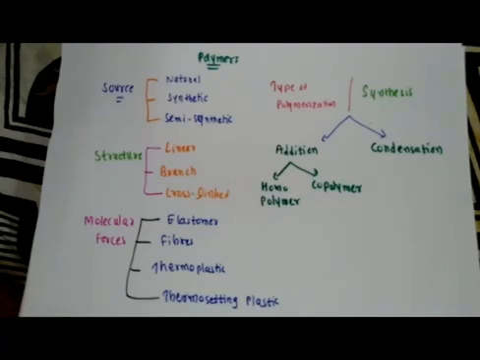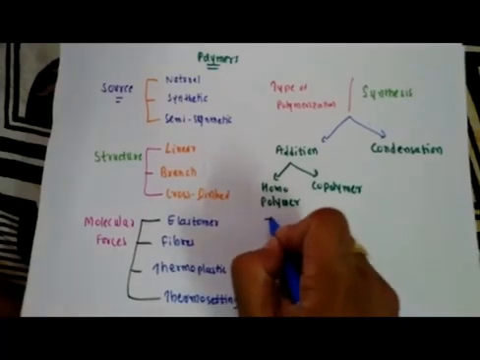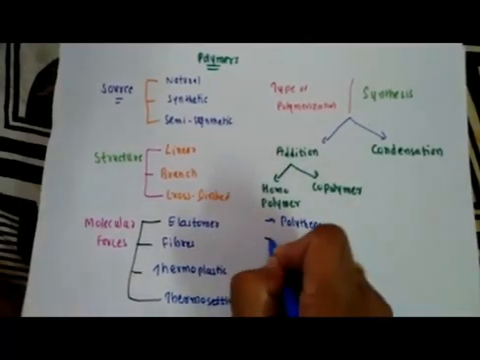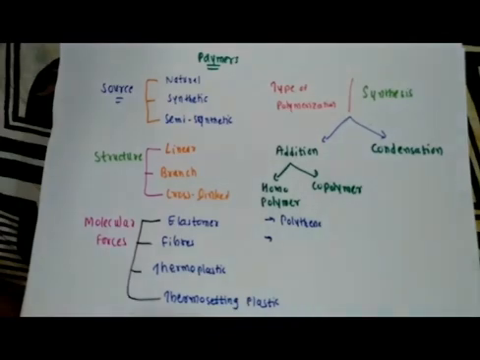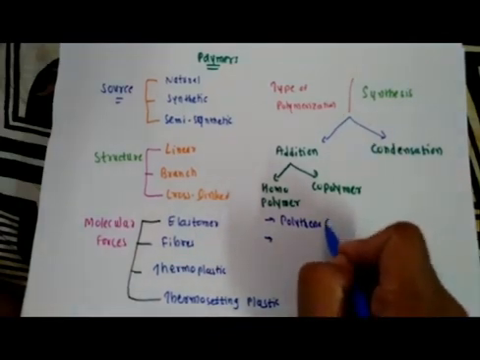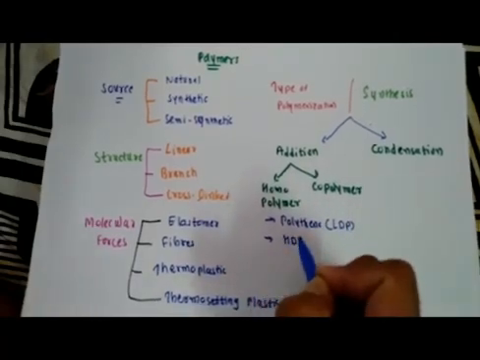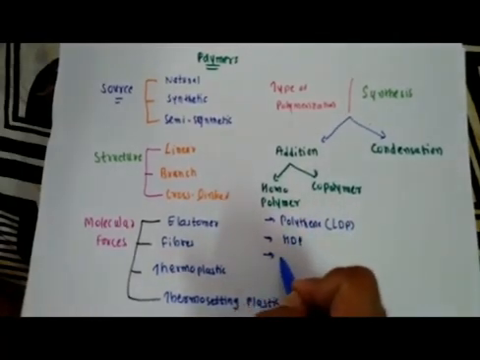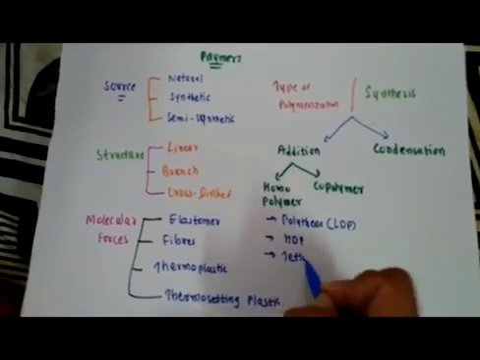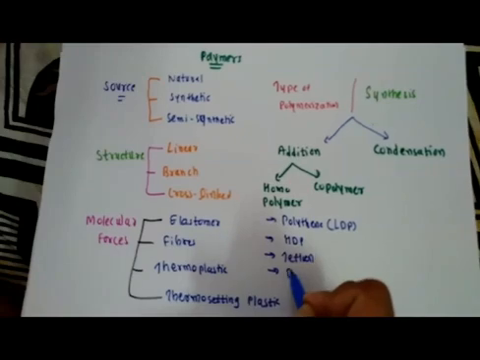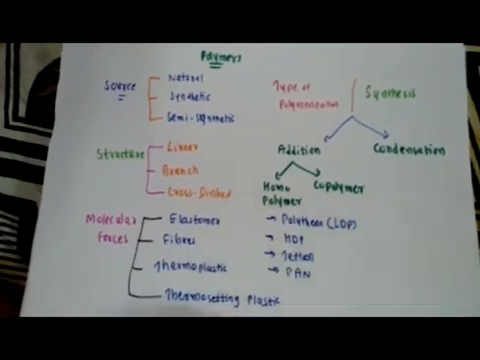Okay. So addition polymers are: first is polythene, mainly LDPE, second is HDPE, third is Teflon, fourth is polyacrylonitrile, that is PAN.